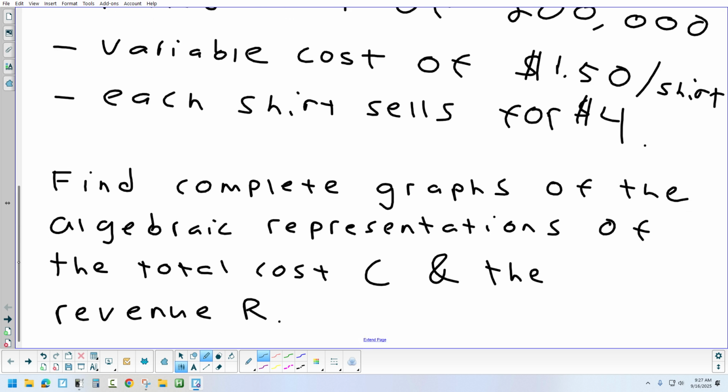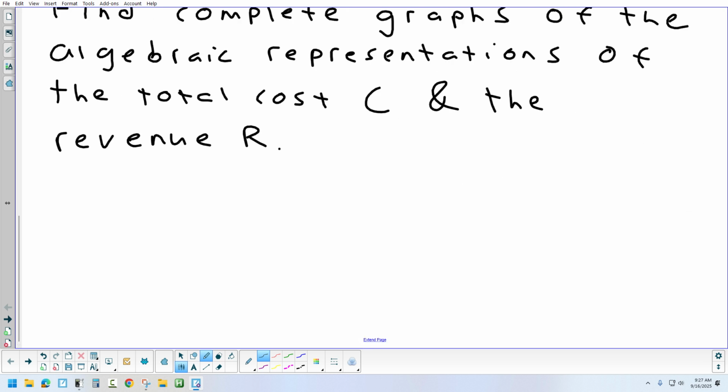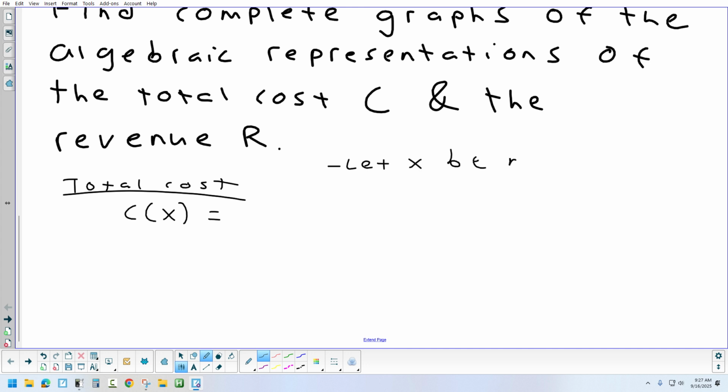Okay, let's start with the formula for the total cost. Let's use X for the number of shirts that we sell. So we're going to write the cost as a function of X. Since we didn't write that down, I'll make a note about what X is. Let X be the number of shirts made or sold. It's going to be the same number.